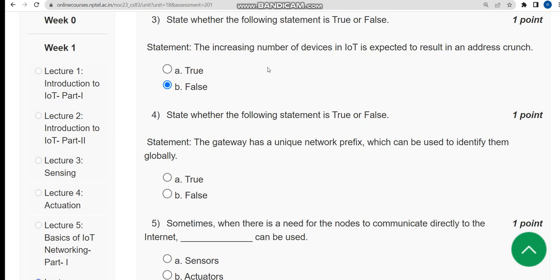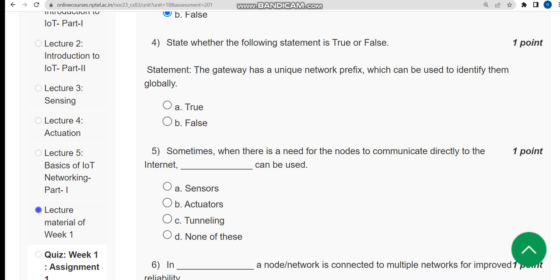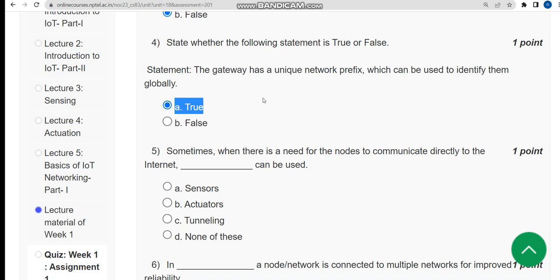Next question, fourth one. Again, it's a true or false statement. The gateway has a unique network prefix which can be used to identify them globally. So the answer is option A, true. Now let's move on to the fifth question.